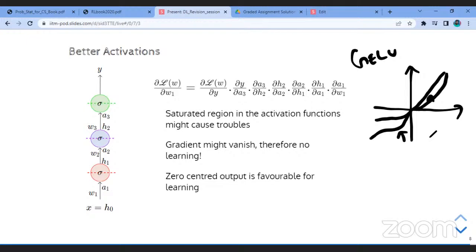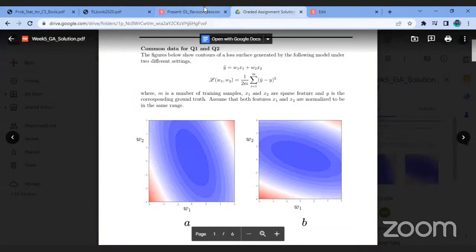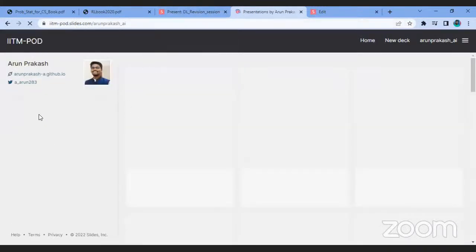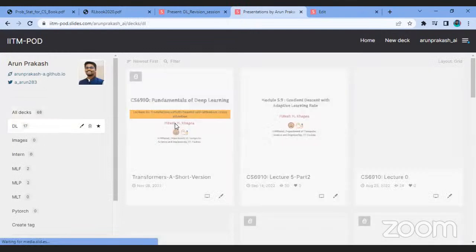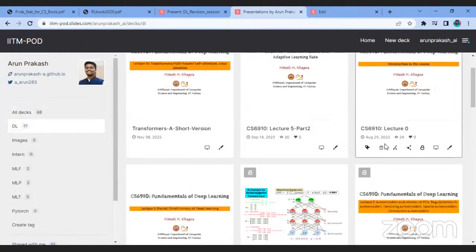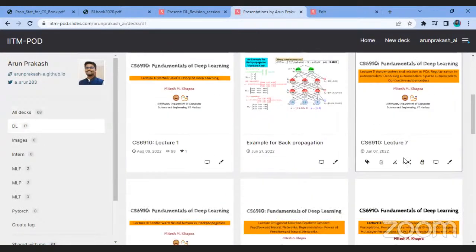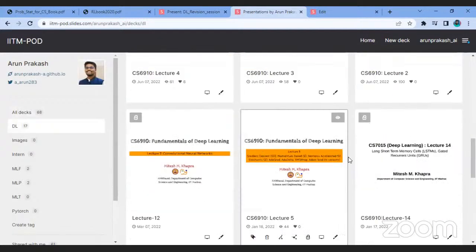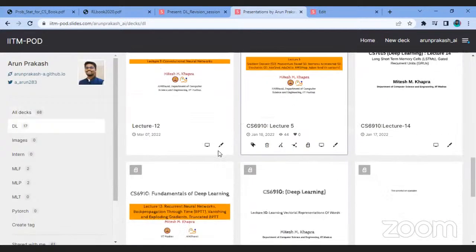No, I think GELU was in the negative region. Let me check. GELU, SELU was in the negative region, and Leaky ReLU was in the negative region, and ELU was in the negative. Is it? I don't think so. Anyhow, let me take a look into that.